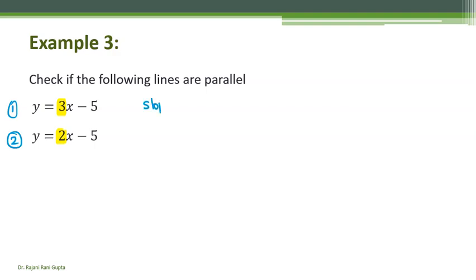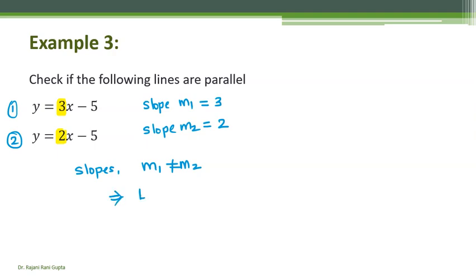Slope of the first line that you denote by m1 is 3. What is the slope of second line? Which is the coefficient of x, it's 2. So what you see here, slopes, that is m1, is not equal to m2. So if it is not equal, you simply say lines are not parallel. Okay, and this completes your solution because they ask you only to check if the lines are parallel or not.